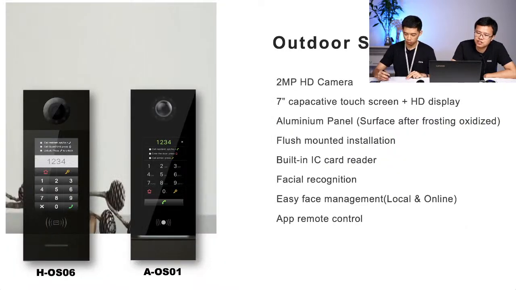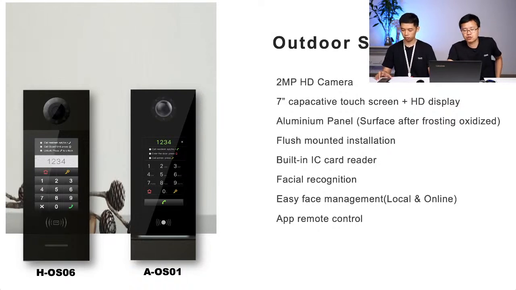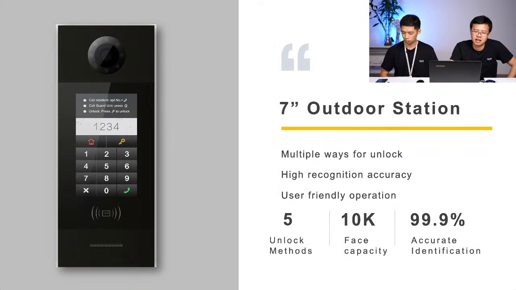The second type of outdoor station is the GEM series outdoor stations, which contains OS06 and OS01. Each of them has a 2 megapixel camera with a 7-inch touch panel and an HD, high luminance display. It offers a very clear image to the user. Face recognition is a very useful way for the user. Without touching the panel, it can recognize you automatically when you approach the panel. Also, app remote control is available. This outdoor station has a 10K face capacity, and more than 99% accuracy is very impressive.